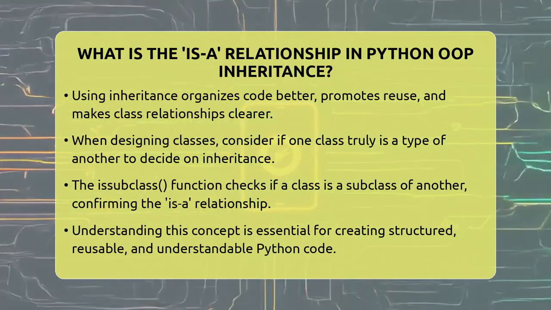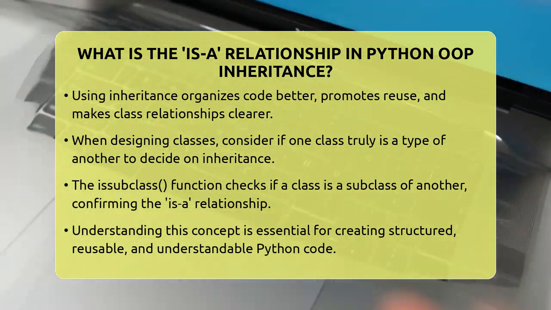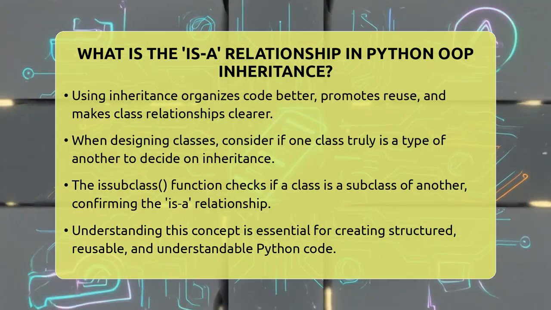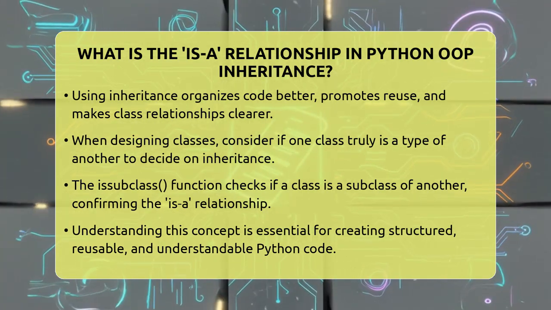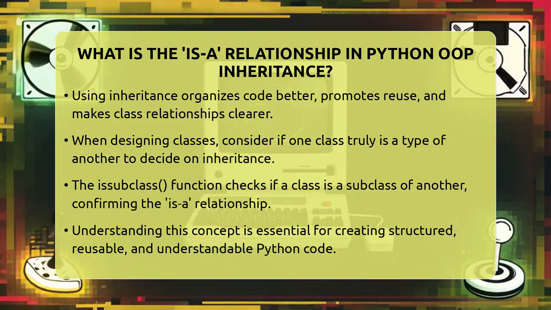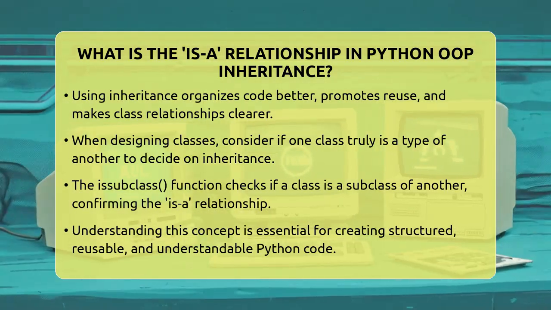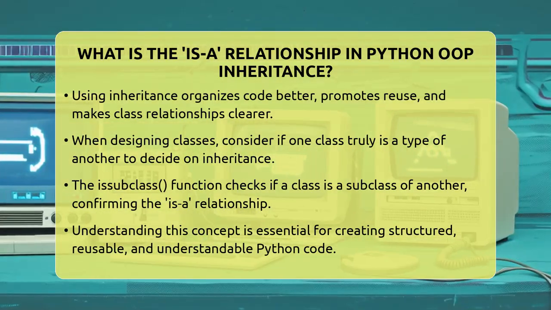To sum up, the is-a relationship in Python object-oriented programming shows that one class is a more specific version of another. It helps you build clear, organized, and reusable code. Understanding this concept is key to mastering Python programming and creating effective class structures.